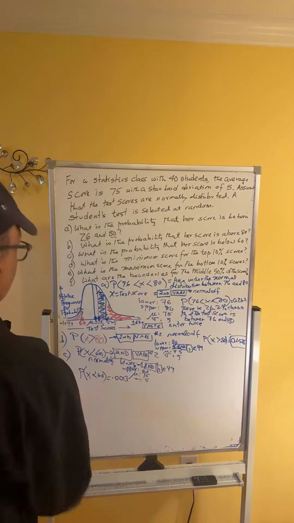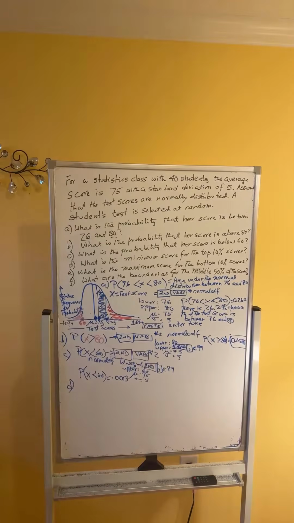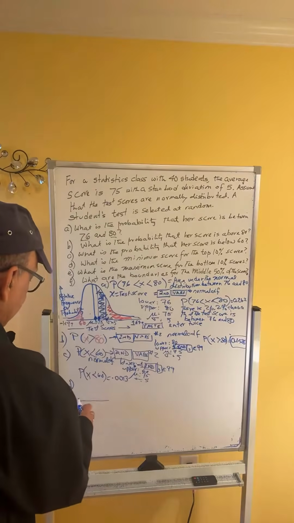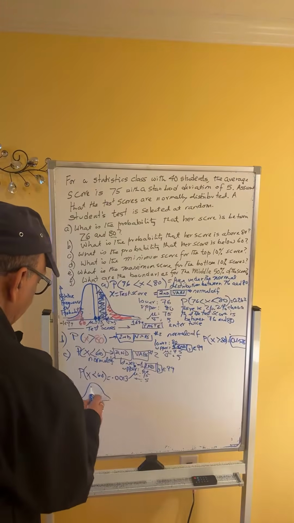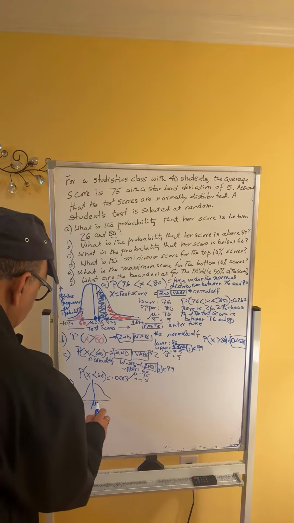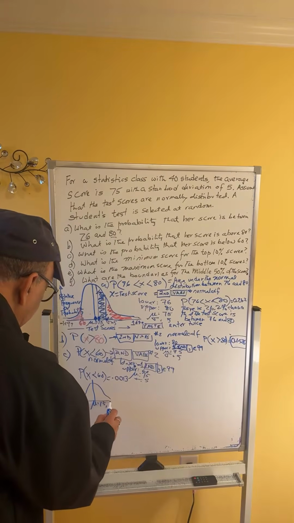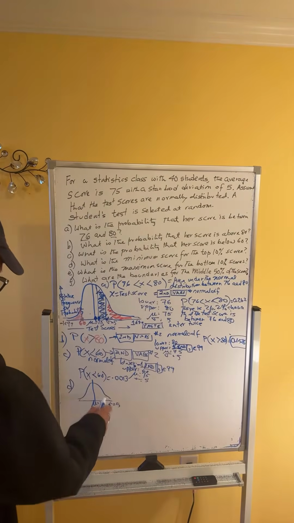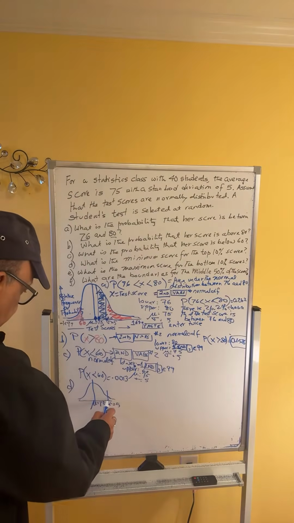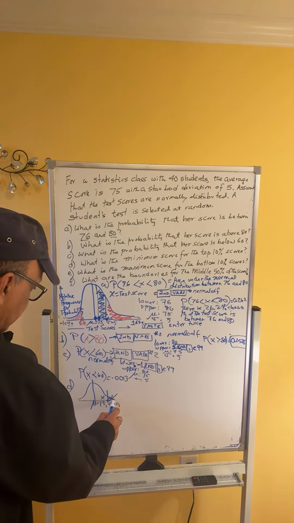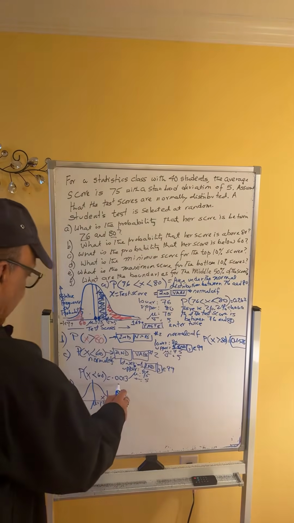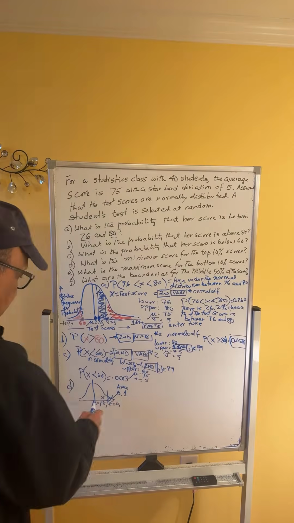Part D says, what is the minimum score for the top 10%? Minimum score for the top 10%. So this is the curve. Mu is here, 75. Sigma is 5. Whenever they talk about top, that means on the right. This is the unknown score we want to find out, such that the area on top of it is 10% or 0.1. That is the area to the right of the x. That gives the top 10%.